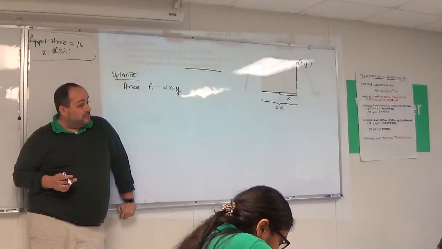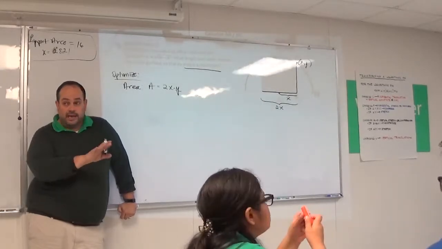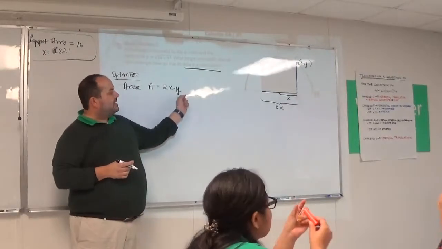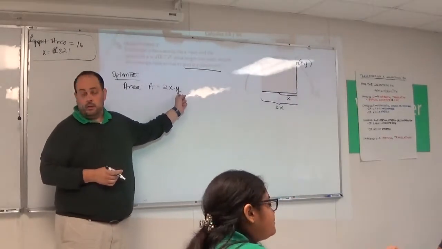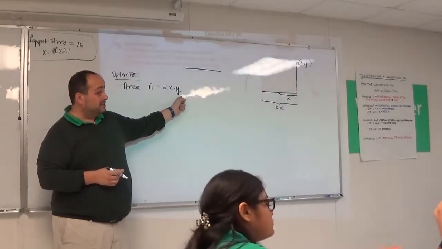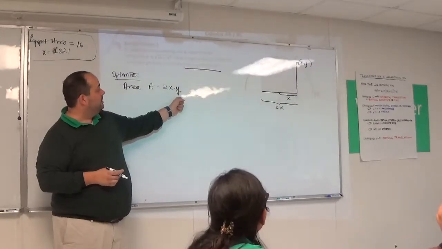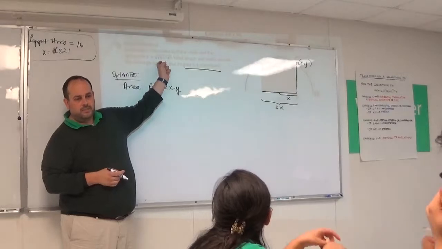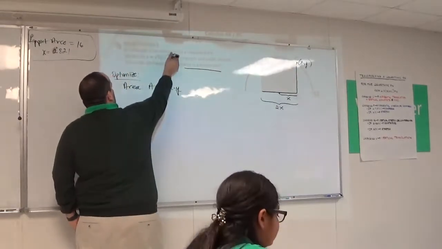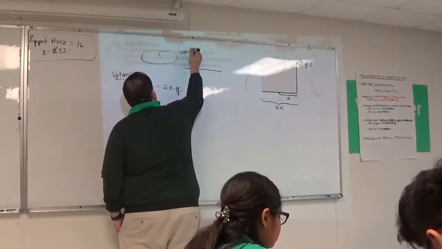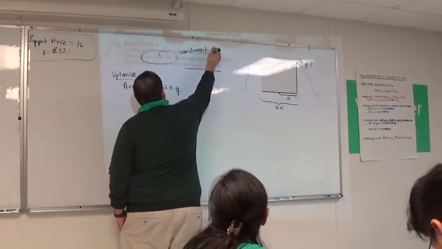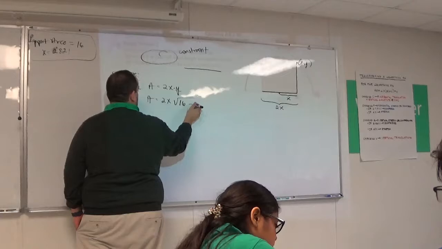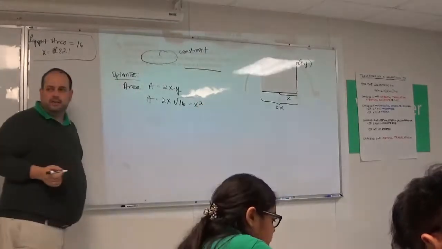Which one can we get rid of? The x, the y, the 2x. Is there anything we know about y? Yes, there is. y equals the square root of 16 minus x squared. So this guy here is your constraint. It relates the x and the y values. So your area is 2x times the square root of 16 minus x squared.